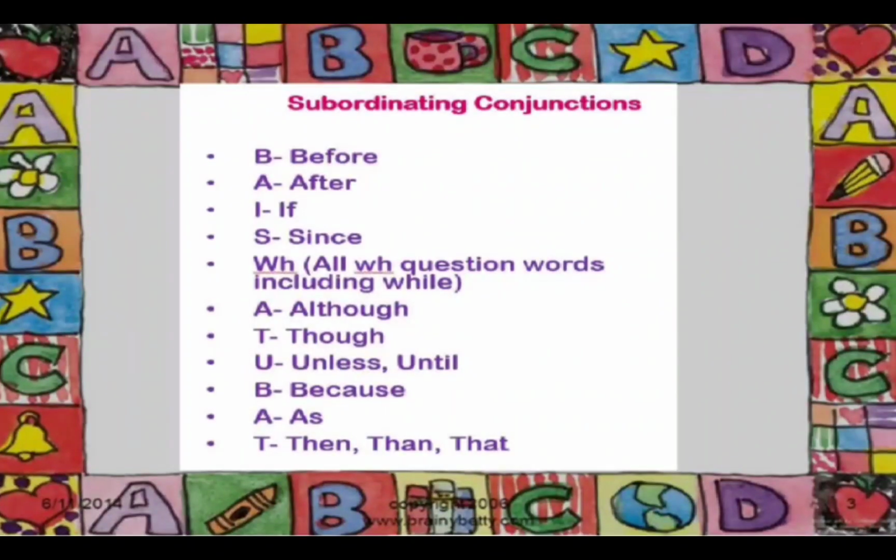If you've forgotten your list of subordinating conjunctions, here it is. Quickly make a note of it, and then we shall start doing the sentences just shown to you, and it will become easy for you to identify the main clause and the dependent clause.